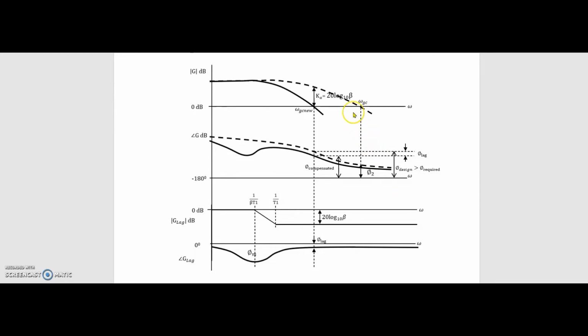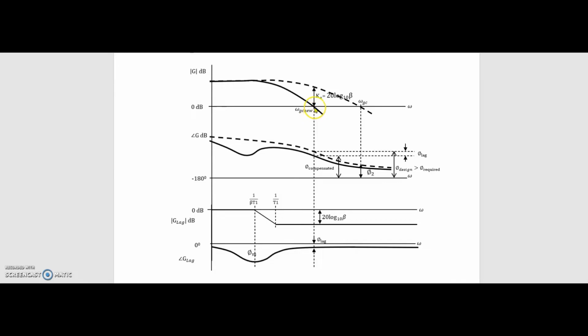One method is that of lag compensator. What does a lag compensator do? It shifts this omega GC point towards the left. How does it do that? It drops the gain of the system much more quickly. So if you apply a lag compensator, instead of the dotted curve, we will get this solid curve. That means this gain will drop quickly as compared to the uncompensated system. So after lag compensation, this should be the curve.